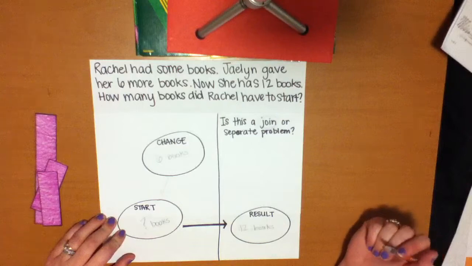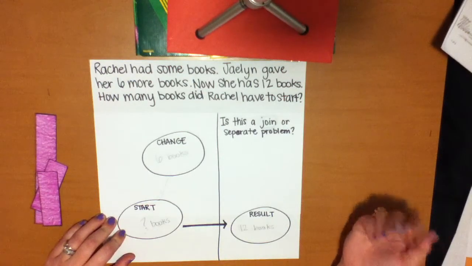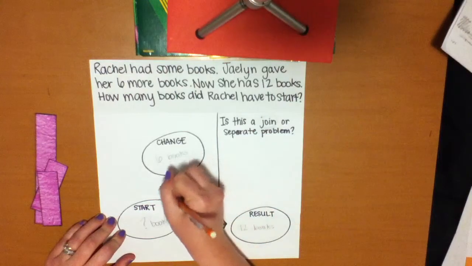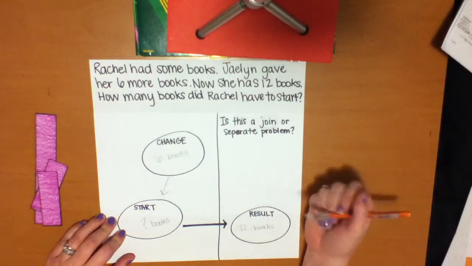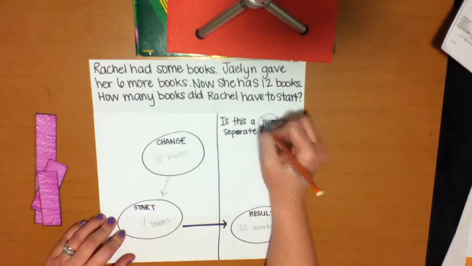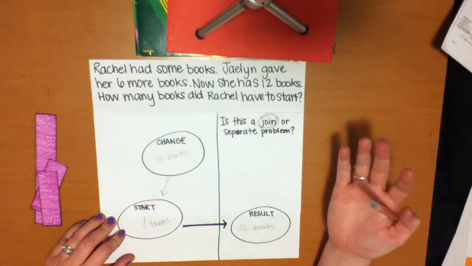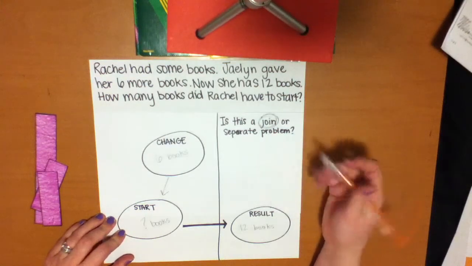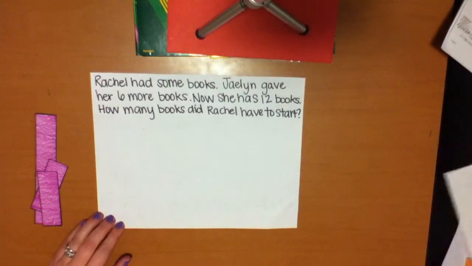Now let's go back to figure out which way the arrow should be facing. The problem says Jalen gave Rachel 6 more books. So that means the arrow should be pointing towards the start. And since the arrow is pointing towards the start, we know that this is a join problem since we are adding to the start. So since we know what kind of structure this is now, let's use our strip diagrams to solve for the amount of books that Rachel started with.